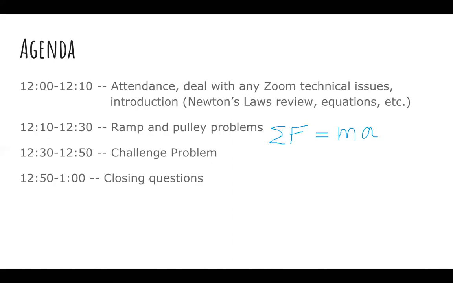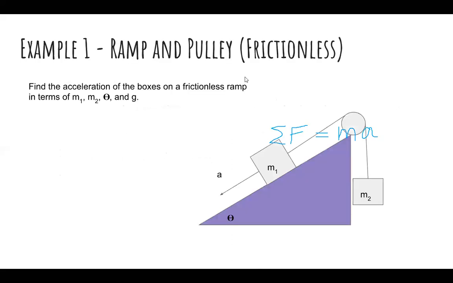Okay, so we'll move on to our first example problem then. For this first example, we have two blocks, one on a ramp and one attached to the end of a pulley. They are accelerating with the block on the ramp accelerating down the ramp, and we want to find that acceleration in terms of the variables m1, m2, theta, and g. So we're going to use our Newton's law and our free body diagrams to figure out what that would be and solve for it in terms of variables.